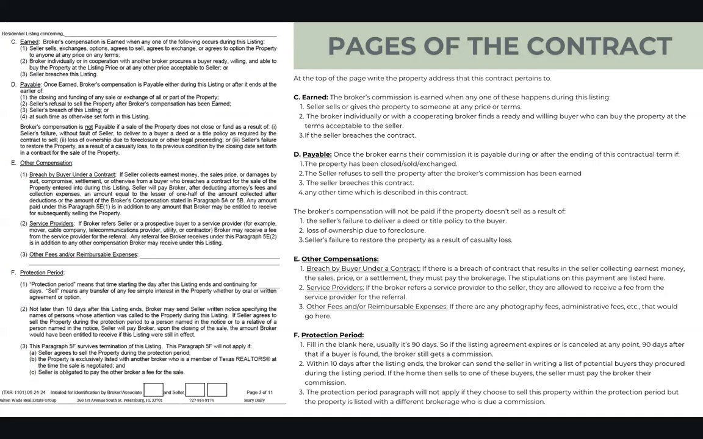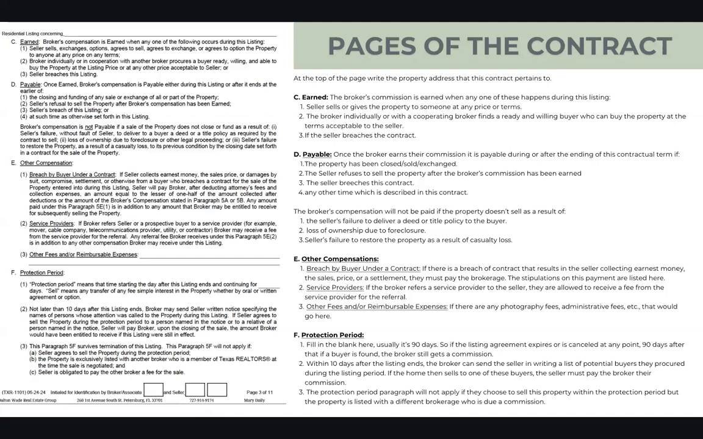If the broker refers a service provider to the seller, they are allowed to receive a fee from the service provider for the referral. If there are any photography fees, administrative fees, etc., that would go in number three. And F is the protection period. So fill in the blank. Usually it's 90 days. So if the listing agreement expires or is canceled at any point, 90 days after that, if a buyer is found, the broker will still get a commission.